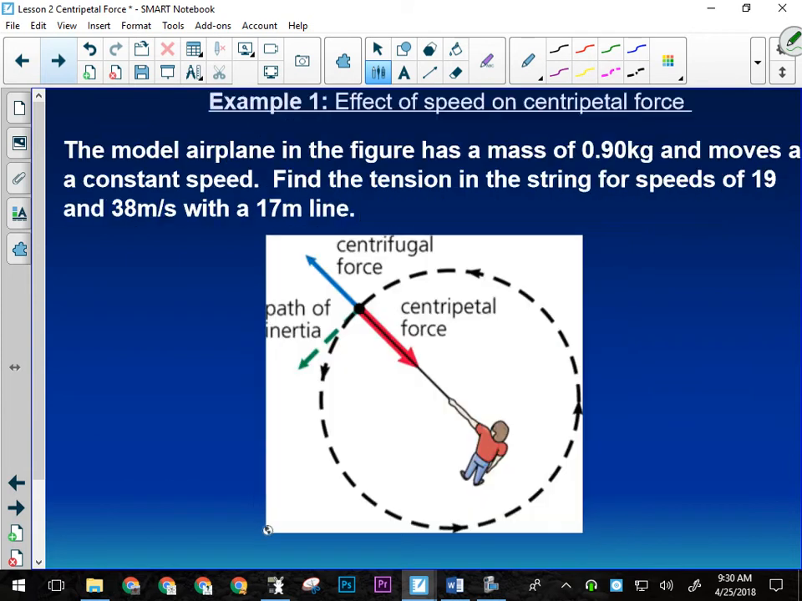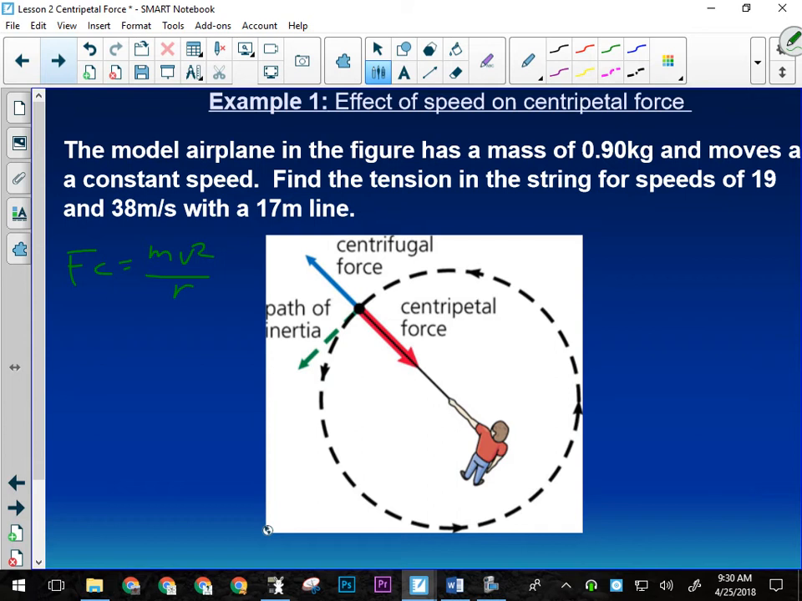All right. So we want to look at a couple of things here. We know the formula for centripetal force is mass times speed squared over r. Now if speed is squared, which has a bigger effect on the centripetal force, mass or speed? Speed, because speed has an exponential relationship. If I double the mass and keep the speed the same, centripetal force doubles. If I keep the mass the same and double the speed, centripetal force will quadruple.